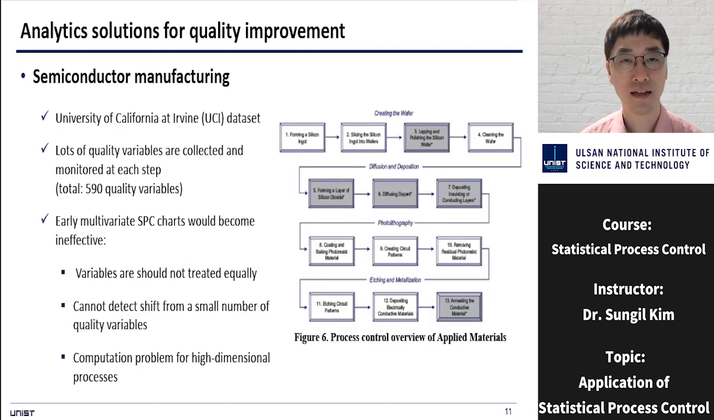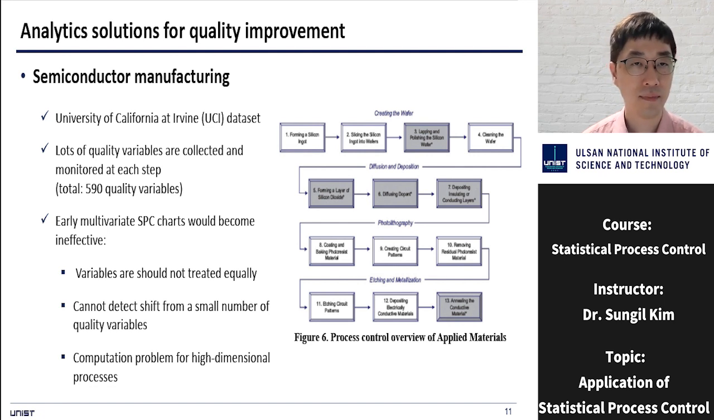Semiconductor manufacturing is a complicated process with a series of steps, as demonstrated in this figure. At each step, observations of many quality variables are collected and monitored regarding the physical or electronic properties of the product or its components. As an example, in a real semiconductor manufacturing data set maintained by the UCI Machine Learning Repository, observations of a total of 590 quality variables are collected.